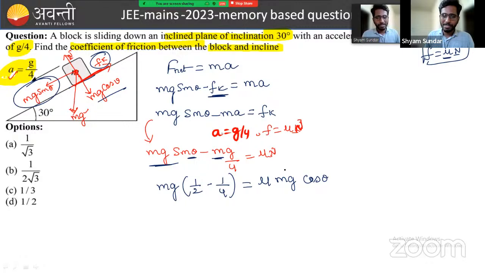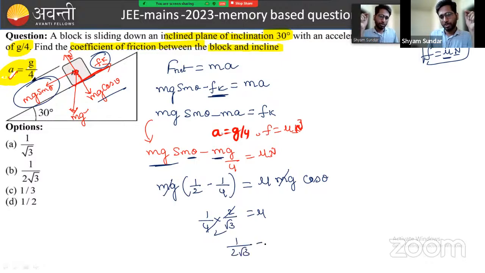Right. Now this mg and mg will get cancelled, then cos 30 is root 3 by 2. Take that to the left hand side. On solving, 1 by 2 minus 1 by 4 becomes 1 by 4, and then cos theta comes to the denominator. Once it comes to the denominator, its value will be root 3 by 2. Then 2 ones are 2, 2 twos are 4, so 1 divided by 2 root 3 is the coefficient of friction.